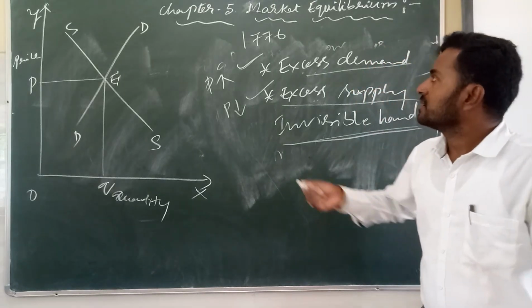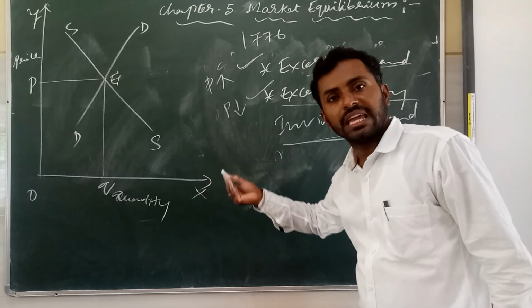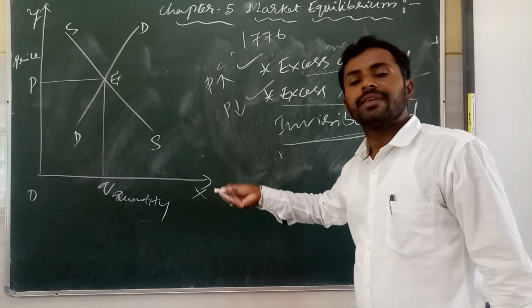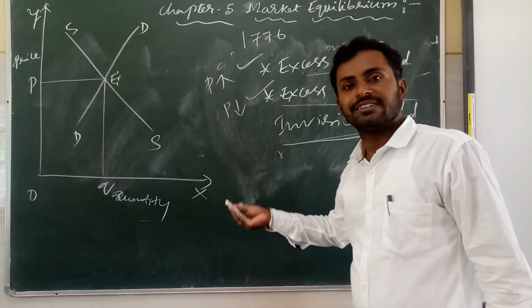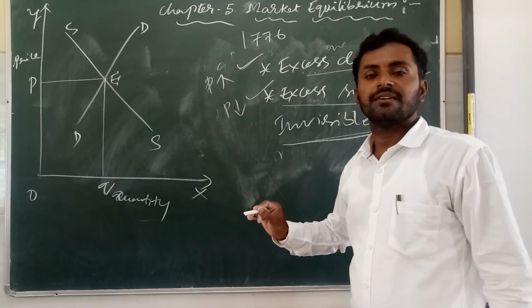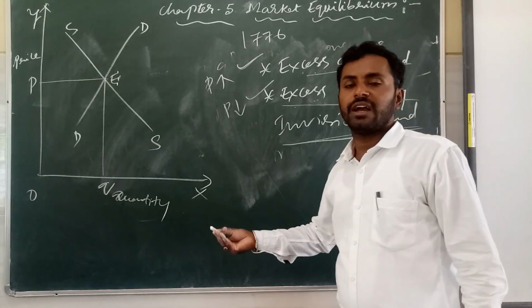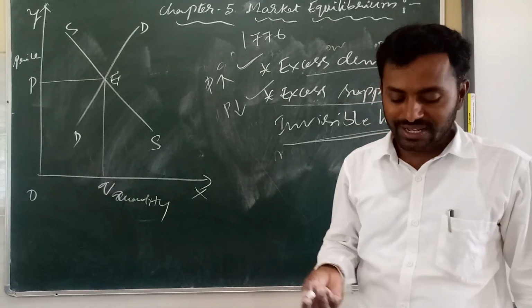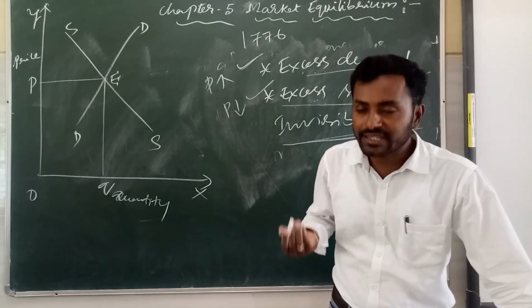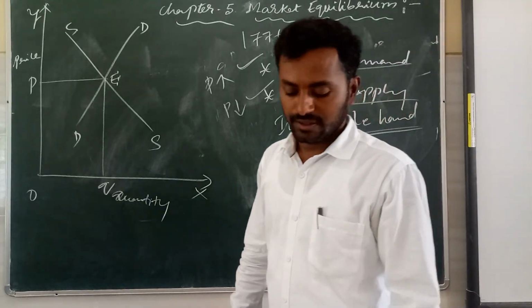In this class we have discussed what we mean by equilibrium, equilibrium price and equilibrium quantity, then excess demand and excess supply, then the invisible hand and its role in the economy. All these concepts we have discussed in this class. In the next class we are going to discuss market equilibrium with a fixed number of firms. Okay, thank you.